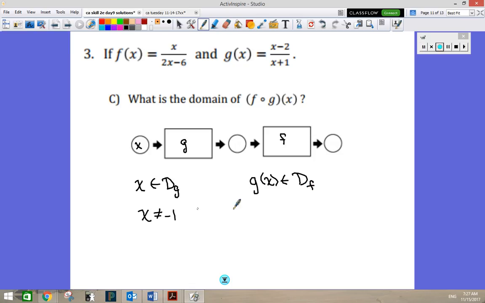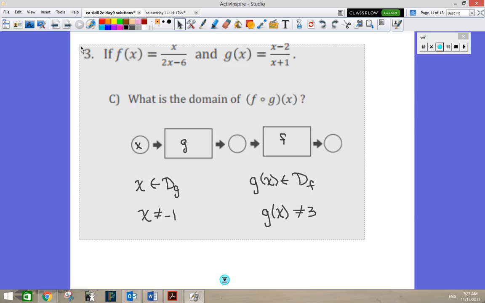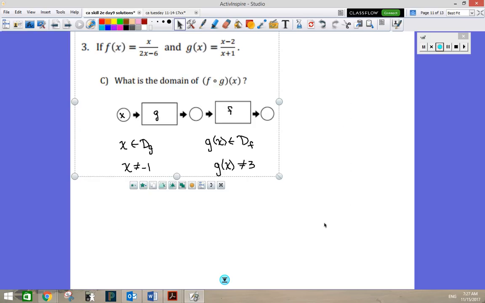Now, we don't say x can't equal 3. We say the output, g of x, can't equal 3. So we've got to figure out what value of x, if you plugged it into g, will produce a 3, and don't do that. Because we don't throw out the intermediate value. f will not accept the number 3 because the output then would be undefined. We throw out the numbers over here.